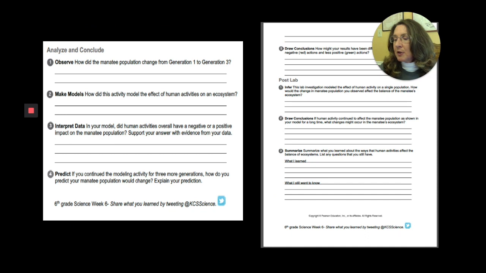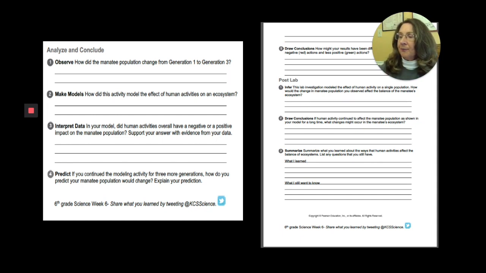It is time to analyze and interpret your data in order to answer the question, how can human activities affect the manatee population? Let's look at the questions on page 3 and 4 of your handout. Remember that your responses should be in complete sentences and should answer the questions completely. When you are done answering the questions, you might share your answers with a parent or someone else in your home to get their feedback on how you did. Pause the video now between questions if you want additional assistance in writing your responses.